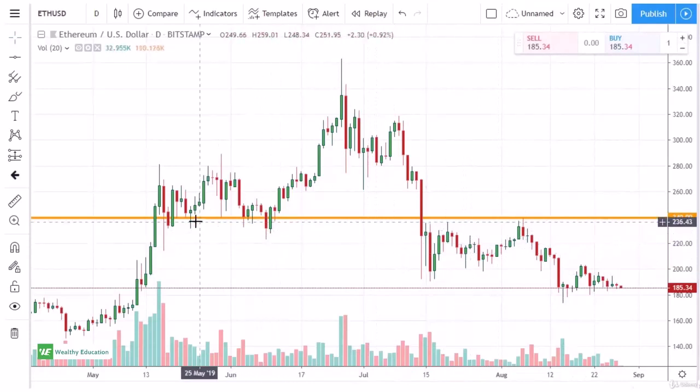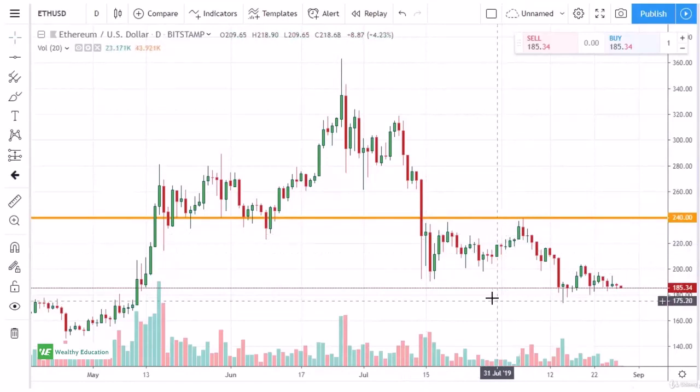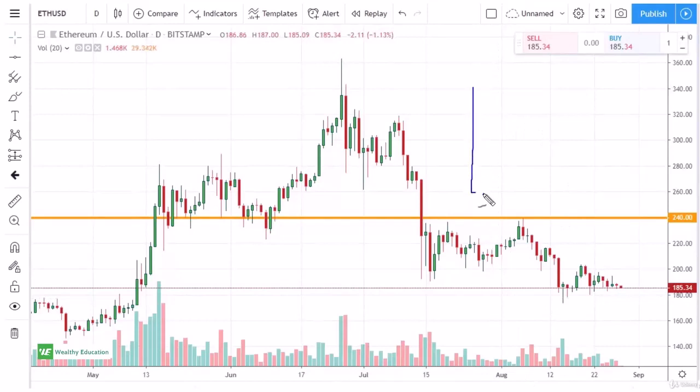Now, there is an area that has been supportive, a little bit of a range here, just below 240. And as we broke higher in Ethereum on the daily chart, we finally plunged through it, and it offered resistance. You quite often see that. It's market memory.